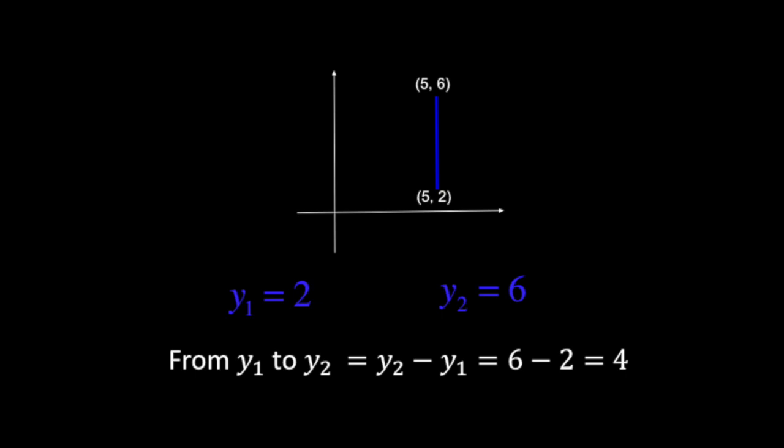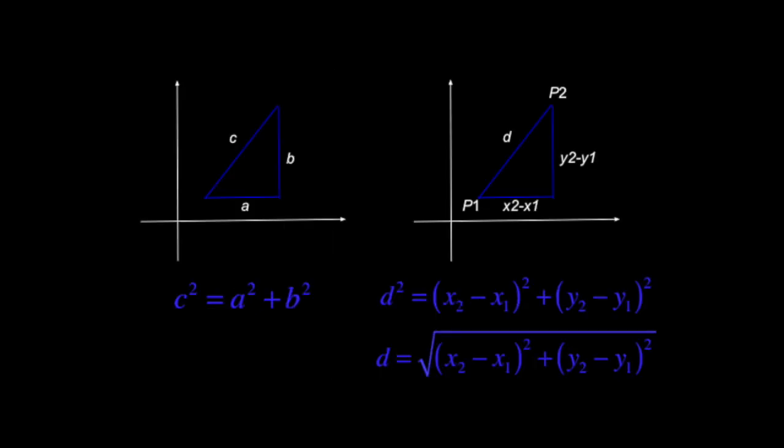Similarly, for this segment parallel to the y-axis, the distance between the endpoints is 6 for the end coordinate, minus 2 for the beginning coordinate, and that's equal to 4. Now what happens if you want to find the length of the segment that goes from the beginning of the horizontal segment to the endpoint of the vertical segment? You can't just subtract this time.